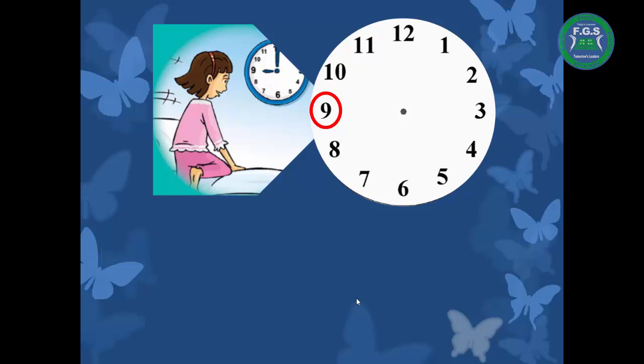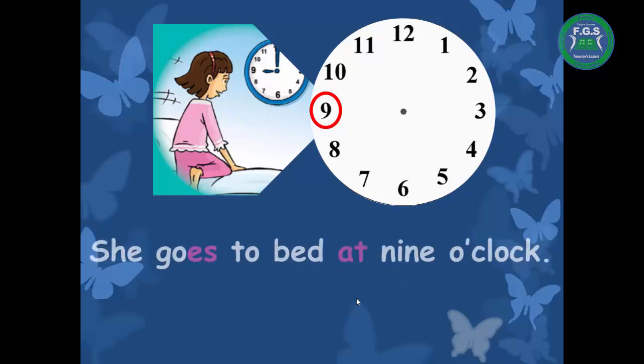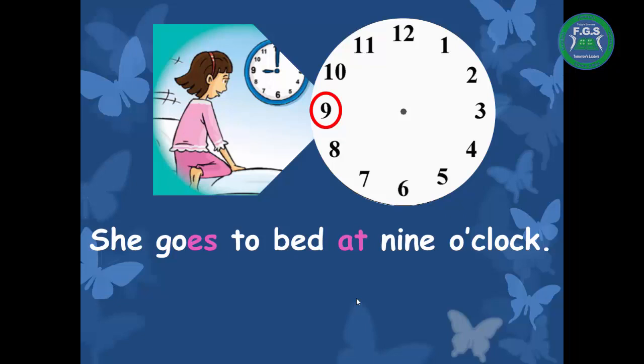And what can you see in this picture? Yes, that's right. Goes to bed. Okay, when we talk about her, we will say she goes to bed at 9 o'clock. Why did we say goes, not go? That's right. Because she is singular. When we use a singular verb, we add s or es. We added es here because go ends with a vowel, okay?